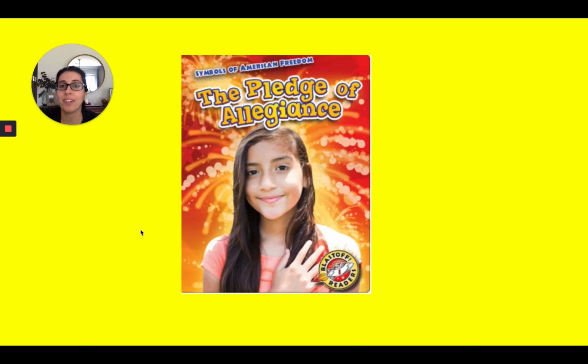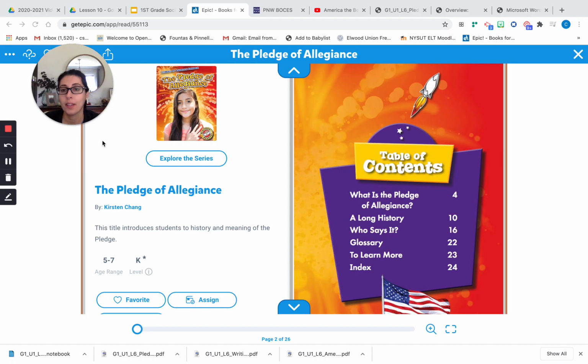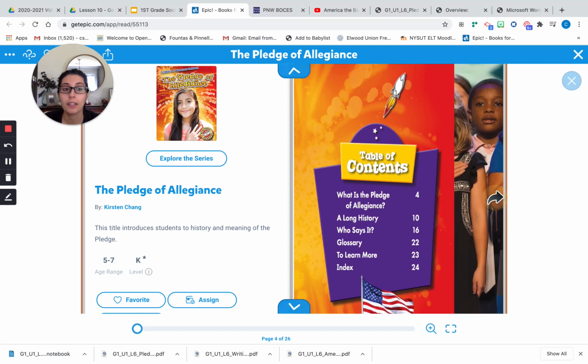Okay, I have a book for us to read. It's called The Pledge of Allegiance, written by Kristen Chang. Let's go through our table of contents quickly. The first chapter is what is the Pledge of Allegiance? Then a long history, then who says it? Then there's a glossary to learn more and an index. And if anyone would like to read this book on their own, it is available on Epic.